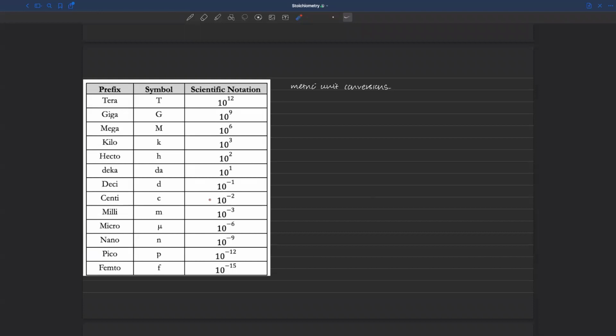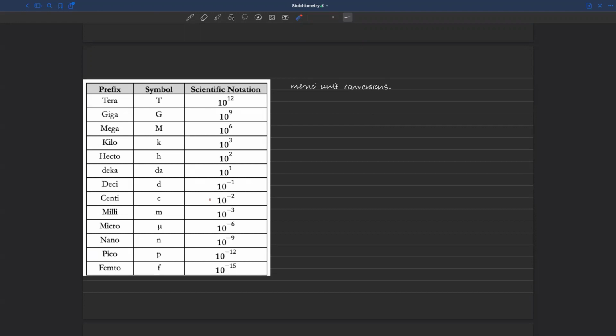So metric unit conversions are if someone says, how many grams are in a kilogram? How many kilograms are in a gram? Like that. It's basically where you're trying to convert from one unit to another.